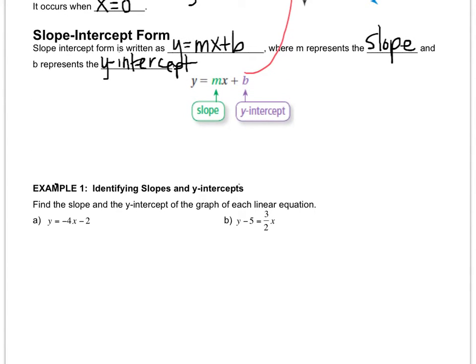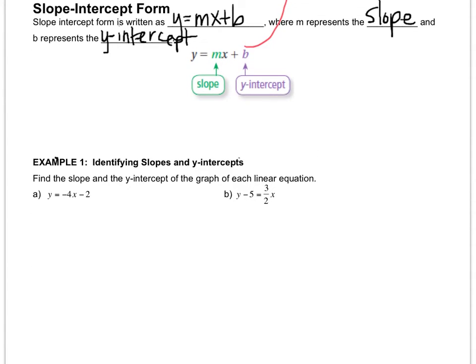So let's identify some slopes and intercepts. So we're just saying what m equals and what b equals. And remember, for the b, the x value is always going to be 0. And slope is always a fraction. So in the formula, y equals mx plus b, what number is in the slope spot?